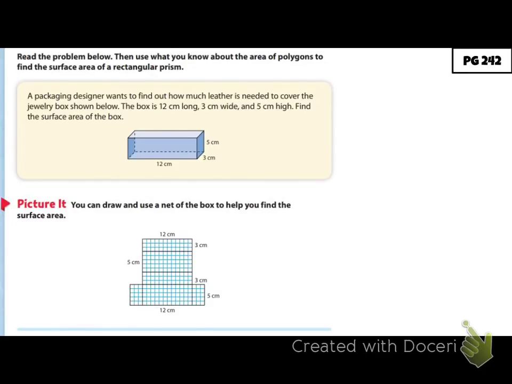So in this problem it says a packing designer wants to find out how much leather is needed to cover the jewelry box shown below. The box is 12 centimeters long, 3 centimeters wide, and 5 centimeters high. Find the surface area of the box. So in the picture, you can draw and use a net to help find the surface area. So you can see that they broke it down and they folded it out.